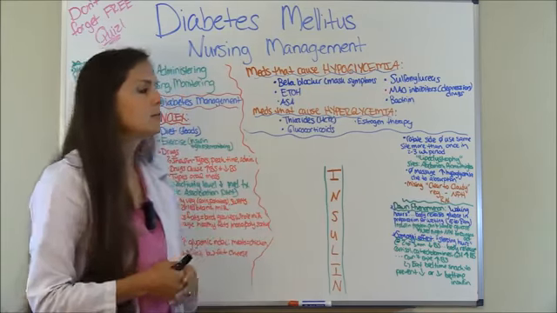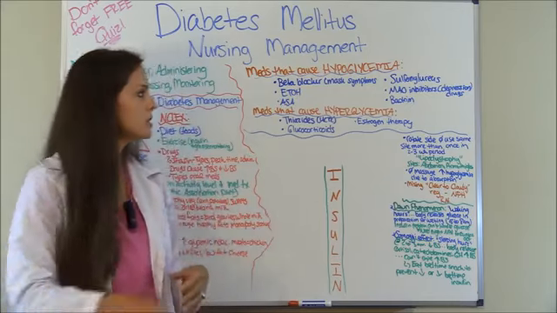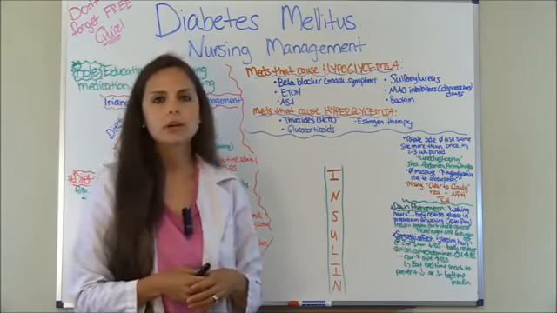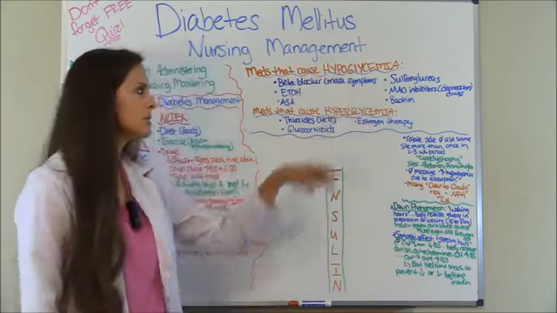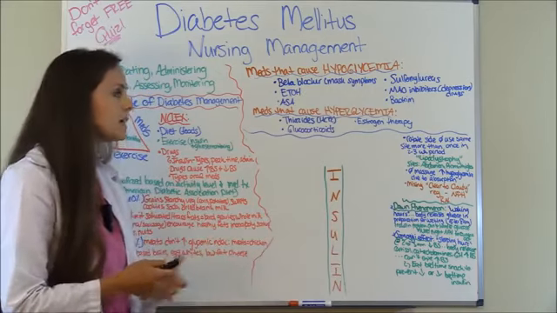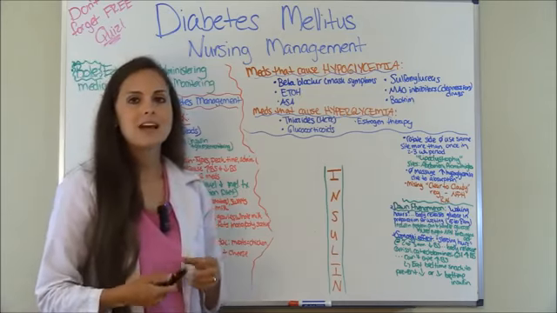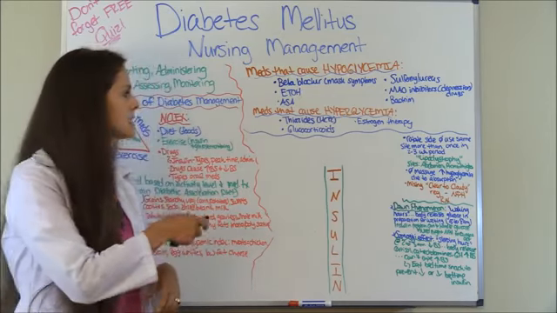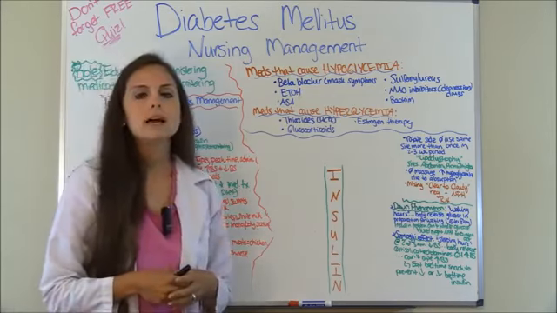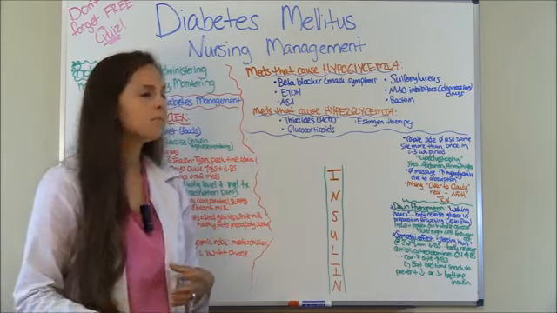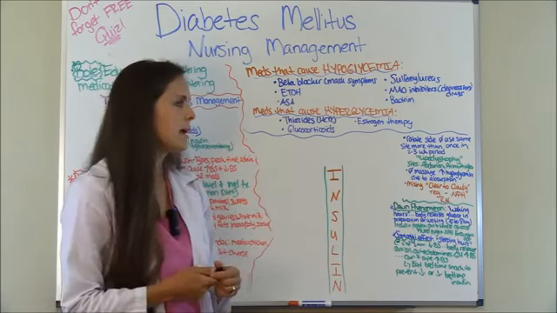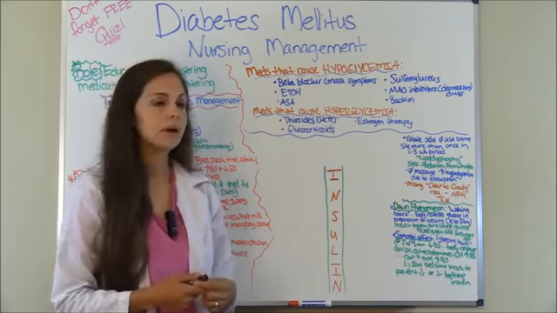MAO inhibitors, which are drugs used to treat depression, and Bactrim, which is a popular antibiotic, can also cause it. So if your patient is on that, you want to watch out for that. Some drugs that can cause elevated blood sugars are the thiazides, like HCTZ, which are diuretics, glucocorticoids like hydrocortisone and prednisone, and estrogen therapy. Watch out for oral contraceptives as well.